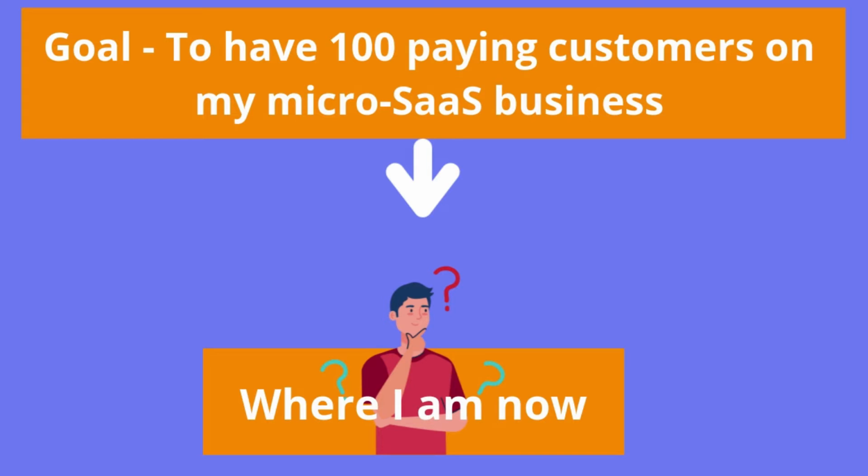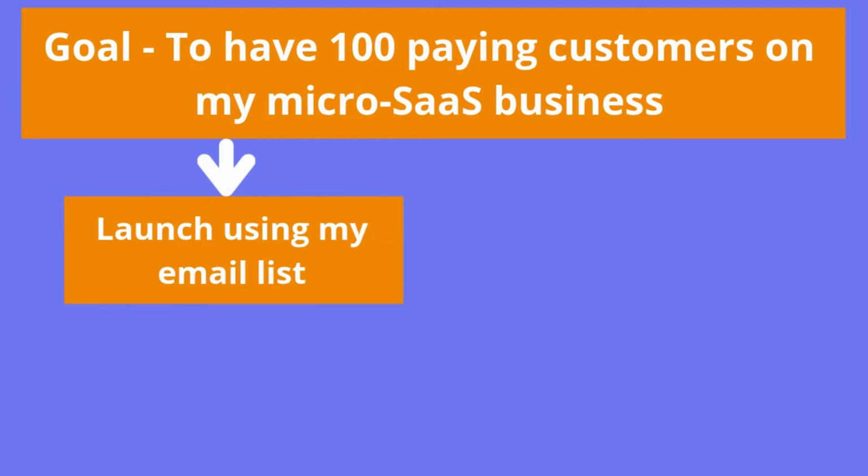I don't have a website. I don't have anything. This is just my idea. I'm standing here with an idea. So the first thing to do is to just go back one step from the goal. So if I'm going to have 100 paying customers on my micro SaaS business, I need to launch my micro SaaS business into an email list of, let's say, we can even put a number to it, I want to have 1,000 people on my email list so I can launch to some potential customers.